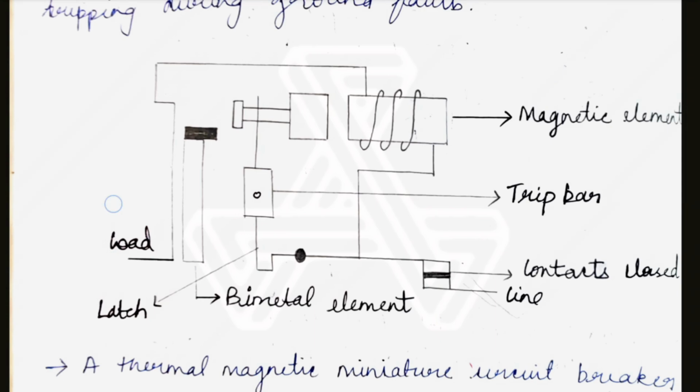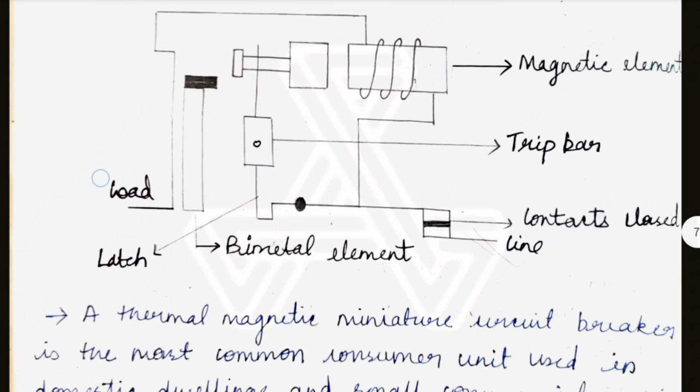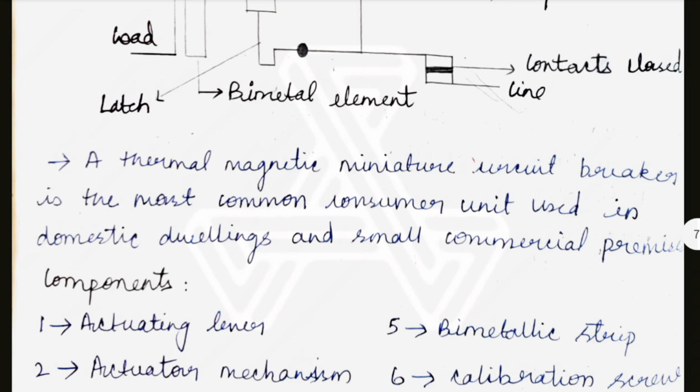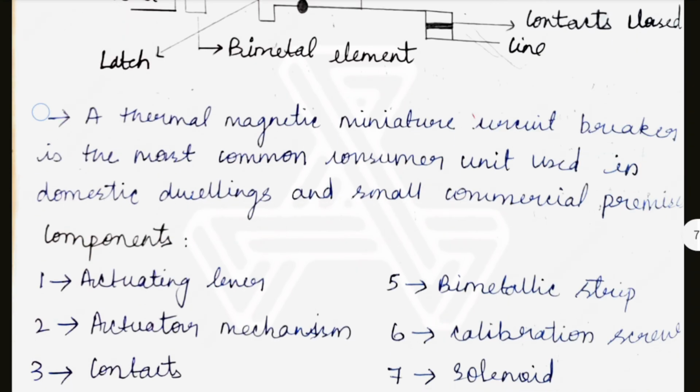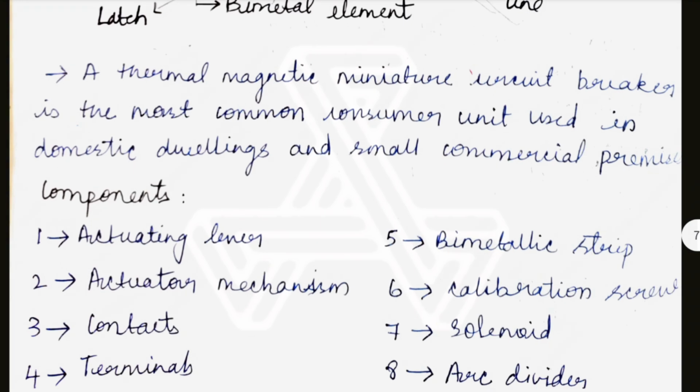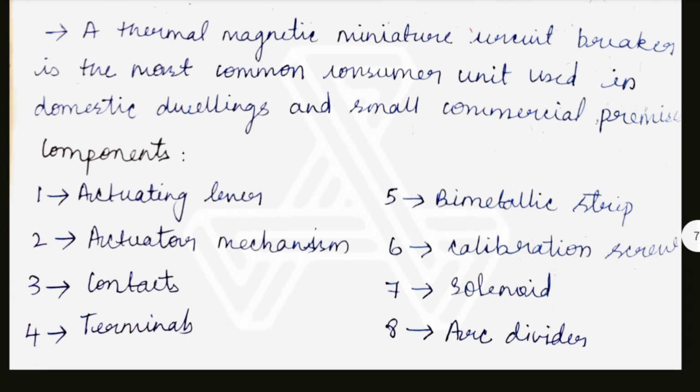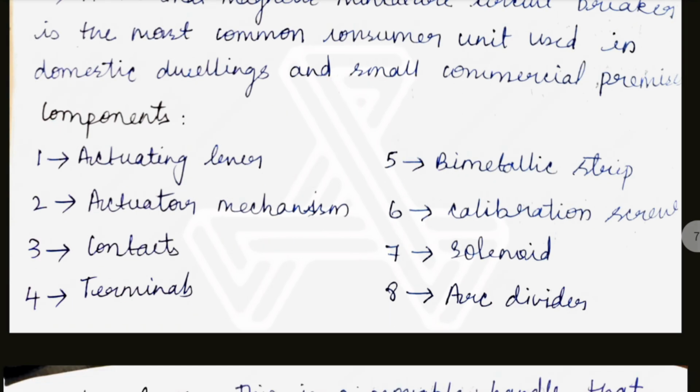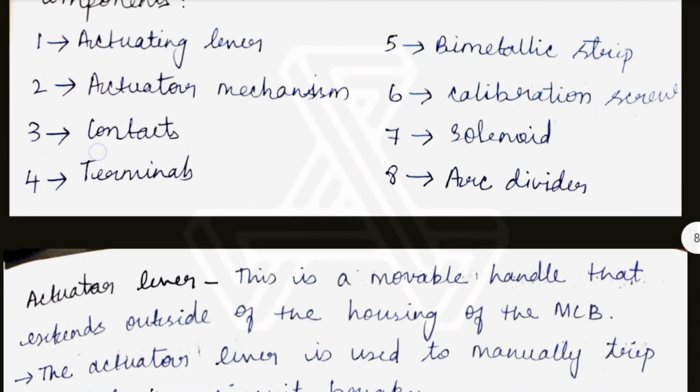Magnetic element, trip bar, load, latch, bimetal element, contacts, closer, line. Thermal magnetic miniature circuit breaker is the most common consumer unit used in domestic dwellings and small commercial premises. Components: actuating lever, actuating mechanism, contacts, bimetallic strip, calibration screw, solenoid, arc divider.